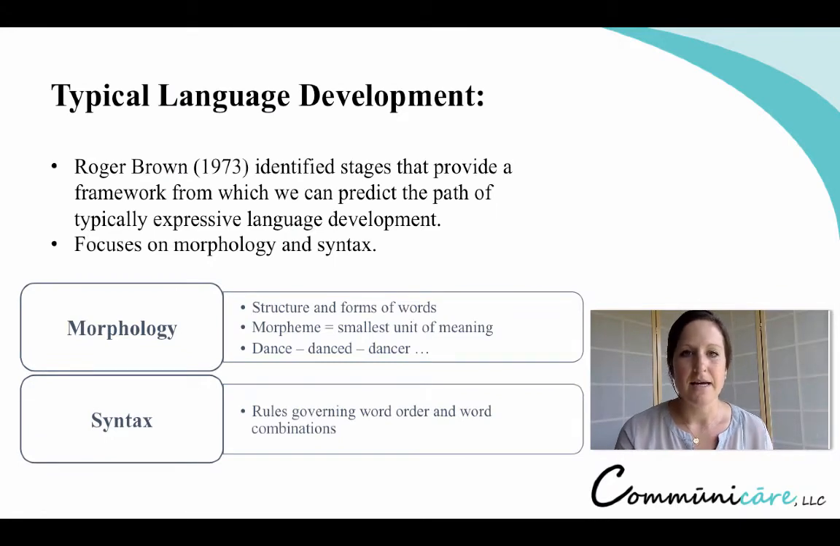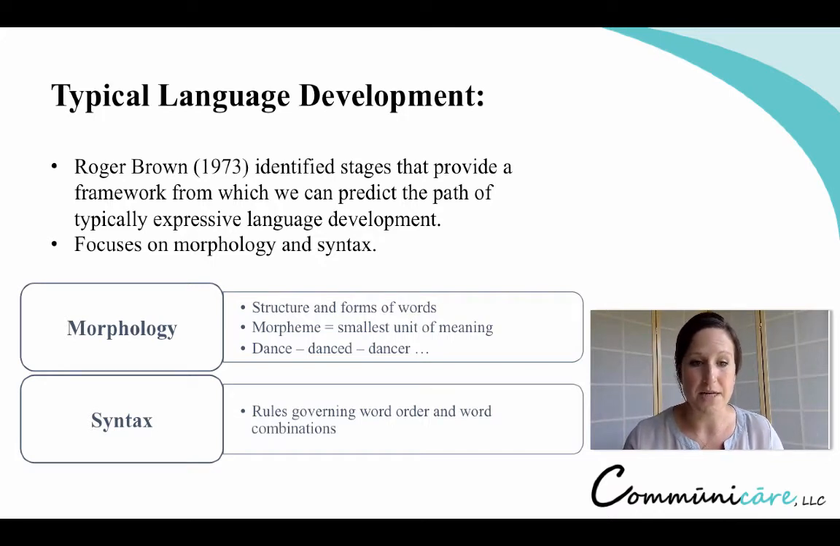So, in order to frame our thinking about language development for individuals using AAC, augmentative and alternative communication, we need to try and think about typical language development. In 1973, Roger Brown identified stages that provided a framework from which we were able to predict the path of typical language development. Brown's framework focused on morphology and syntax. There are lots of other theories or language development models, but for the purposes of what we're going to discuss today, as well as what's used in the field of AAC, we're going to use Roger Brown's stages of language development as a guide.